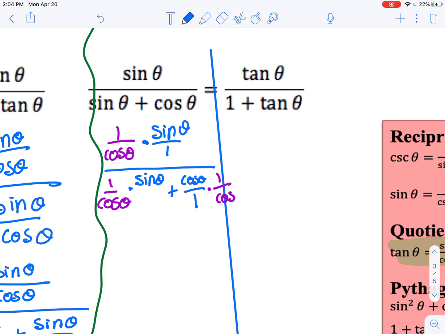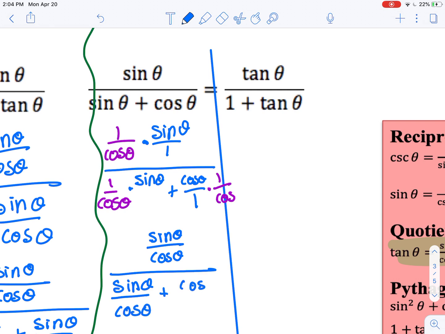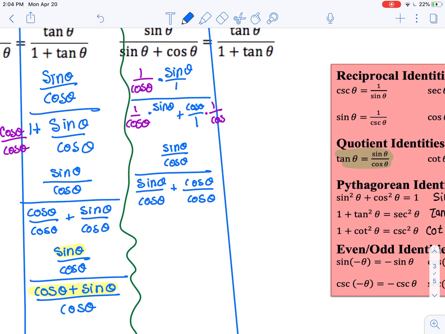So this is definitely quicker. If you see, I'll get sine theta over cosine theta all over sine theta over cosine theta plus cosine over cosine. The top's going to give me tangent theta. The bottom's going to give me tangent theta plus 1. So really, I've now shown that the two sides equal each other.